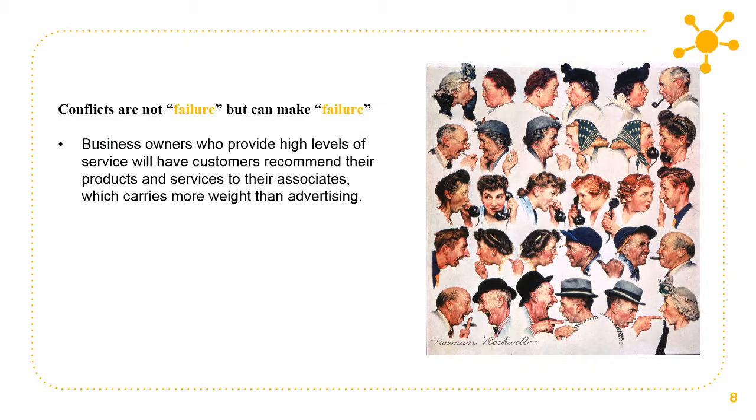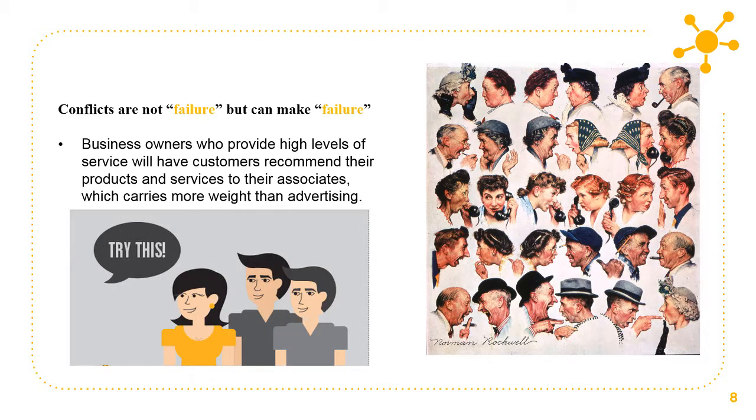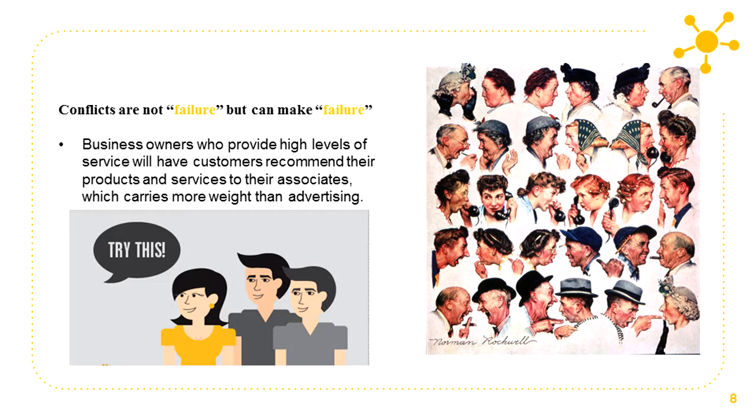Business owners who provide high levels of service will have customers who will recommend their products and services to their associates, which carries more weight than advertising. But if their products could not satisfy the customers, they would not recommend their products to their relatives or associates. This is an example of conflict between owner and user or customer that can lead to failure. And another example is conflict within the team.